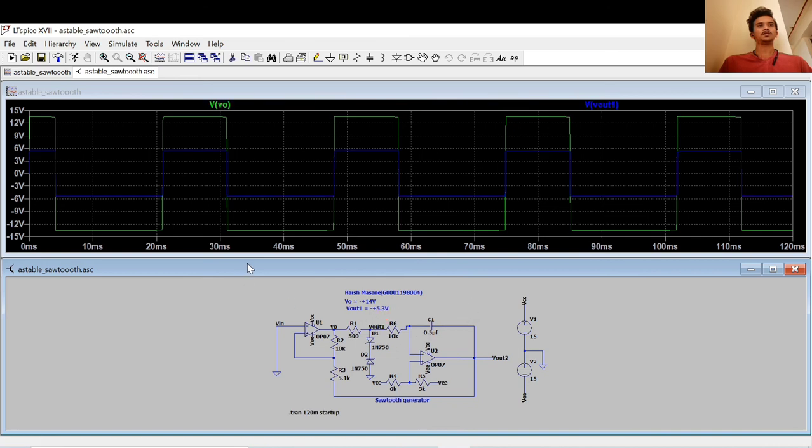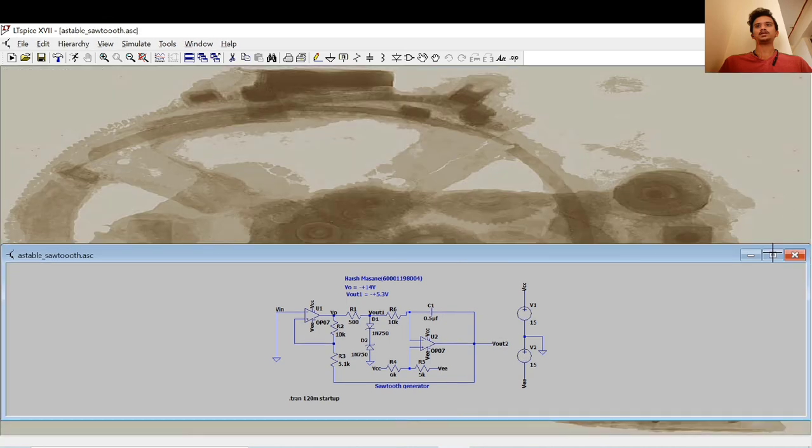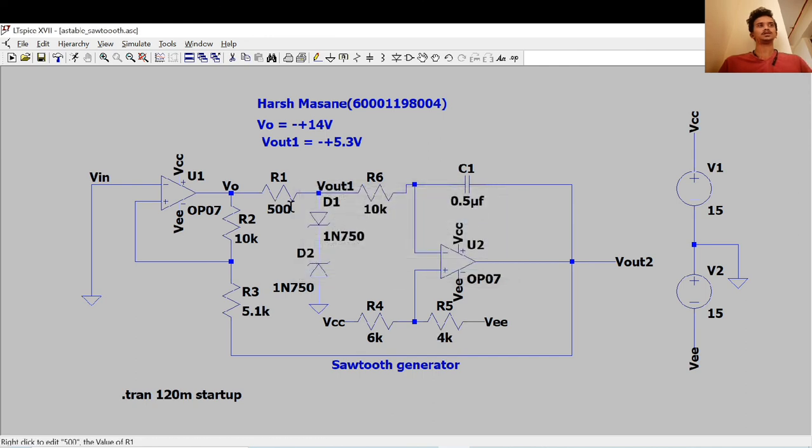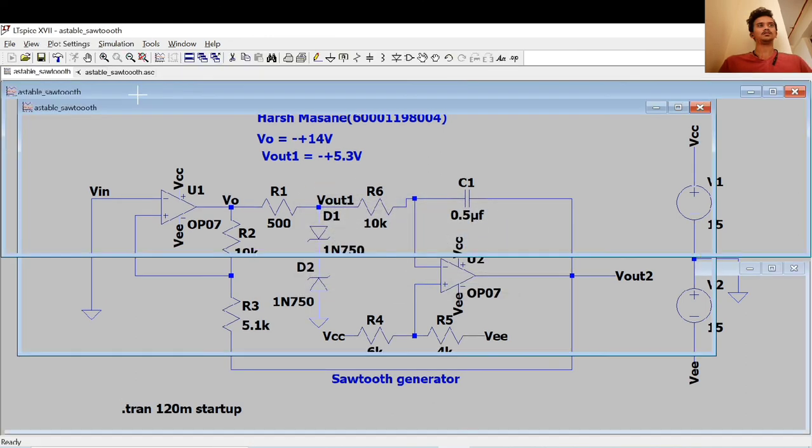My Vout1 will be the clipped wave, plus minus 5.3 volt, and my Vout will be the sawtooth. So in this fashion we can generate a sawtooth. We can also change the T on and T off time. So let's change it. I am now taking 4 kilo ohms. Okay, so now let's see the output.